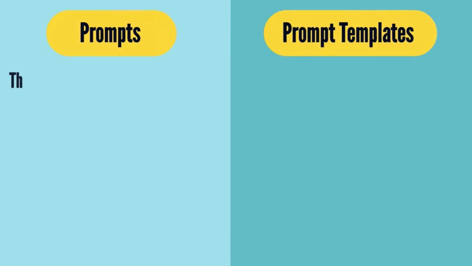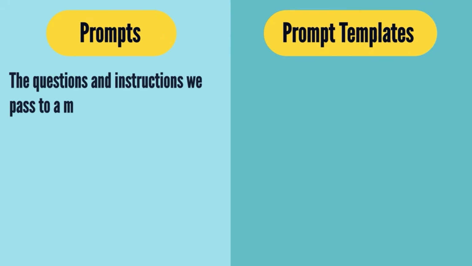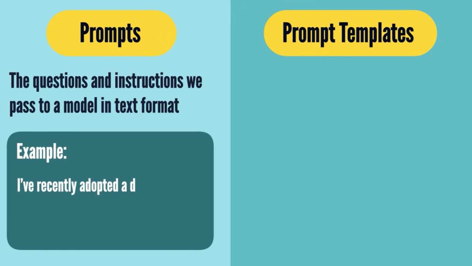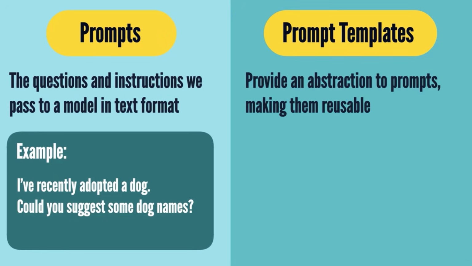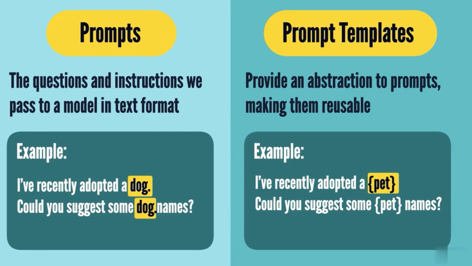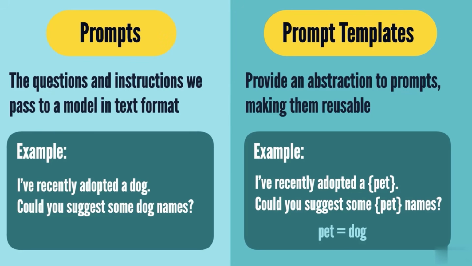As you know, prompts are the questions and instructions we pass to a model in text form. For example, I've recently adopted a dog. Could you suggest some dog names? Prompt templates, in turn, provide an abstraction to prompts, making them reusable. Continuing the same example, imagine the word dog becomes a placeholder for any pet. We can then pass the word dog as an input, and the model will return a list of possible dog names. It's now easy to ask for possible cat names by passing only the word cat.